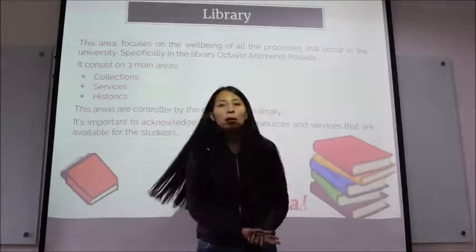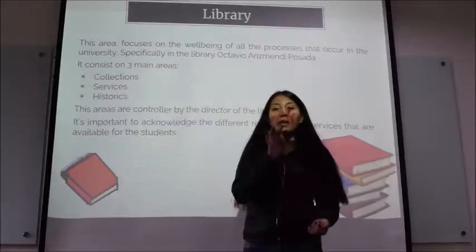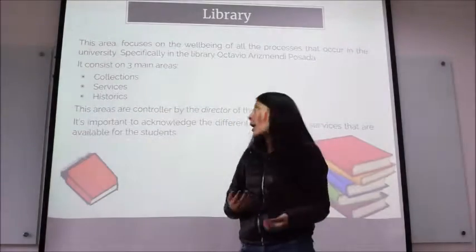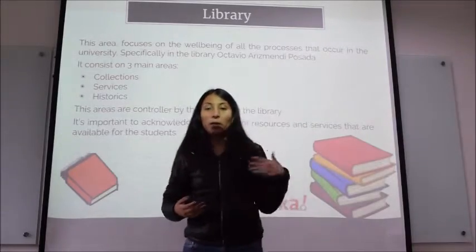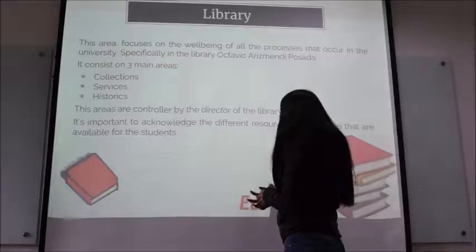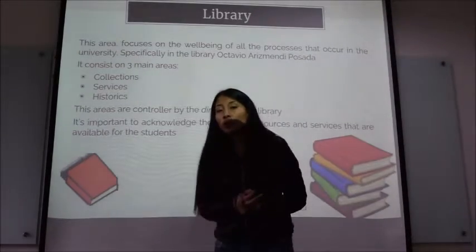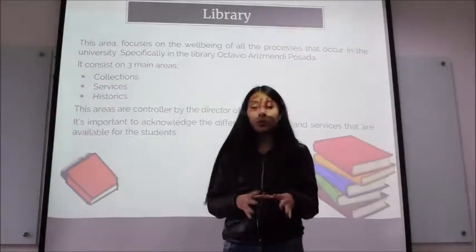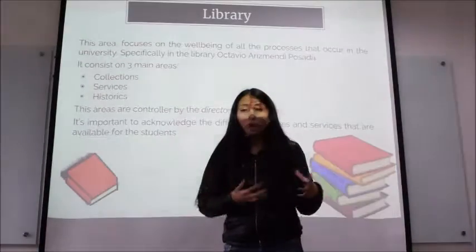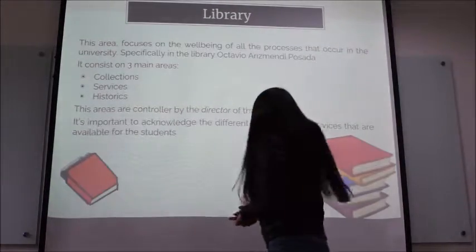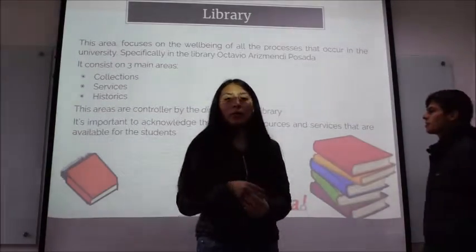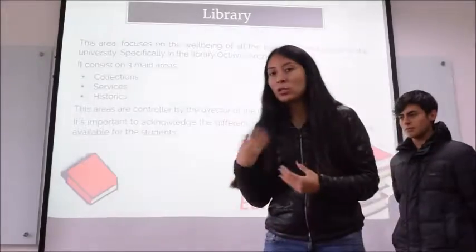So, the library is composed by three different areas: the collections, services, and the histories. This will be explained later by my partner Santiago. But right now, the important thing is to understand how we can control that the information and the resources that are located in the library will remain secure towards a disaster. And right now, we will pass to my partner, who will explain more specifically about this topic.